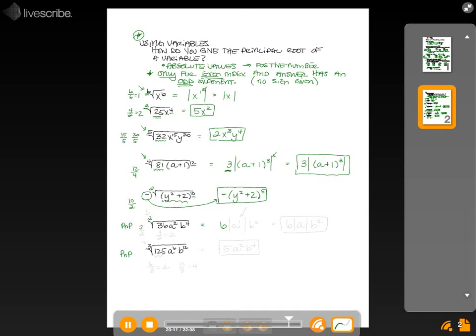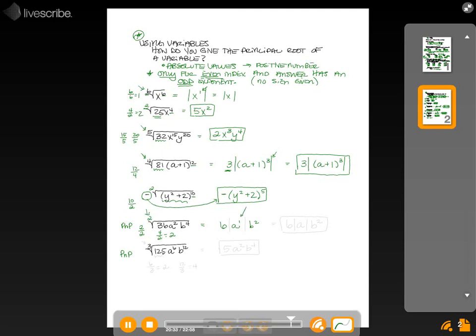Now we take the index and the exponent. We're going to divide them. Exponent on top, index on bottom. 2 divided by 2 is 1, so it's just a to the first. And you don't need to write the 1. I put it in there just so you can see where it's coming from. And then you have b to the fourth, so we have 4 divided by 2, which is 2, so b squared.